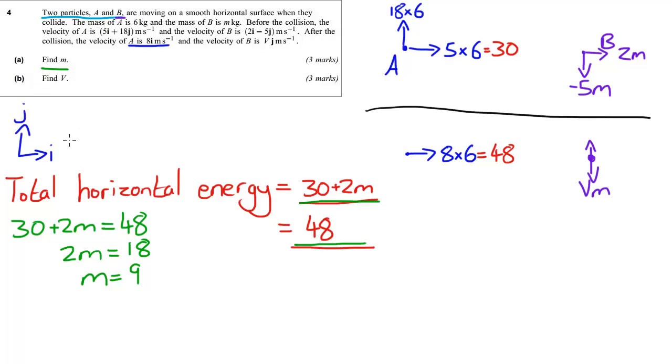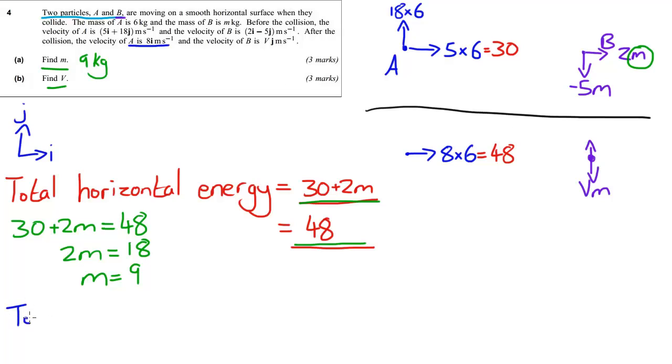I know I'm doing this in a kind of let's-solve-for-everything way, but the answer to the first question is 9 kilograms. That is the mass of B, the mass of that particle. So then find V. Well, we can find out what that is by doing the same thing as we did horizontally, but do it vertically.